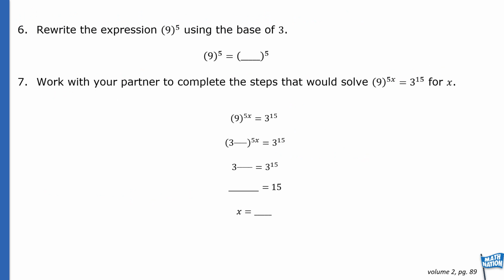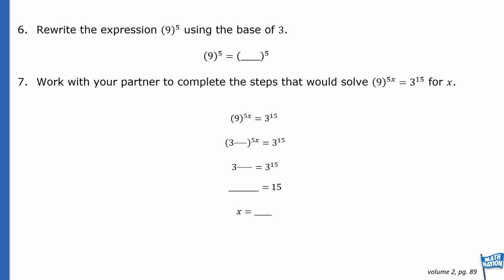Now here, we're going to rewrite the expression 9 to the 5th using the base of 3. So we know 9 using the base of 3, 3 to the 2nd gives us 9. So there we go. It's 3 to the 2nd, all of that raised to the 5th power. That's correct. Now work with your partner or by yourself to complete the steps that would solve 9 raised to the 5x power equals 3 to the 15th power. And then you're solving for x.